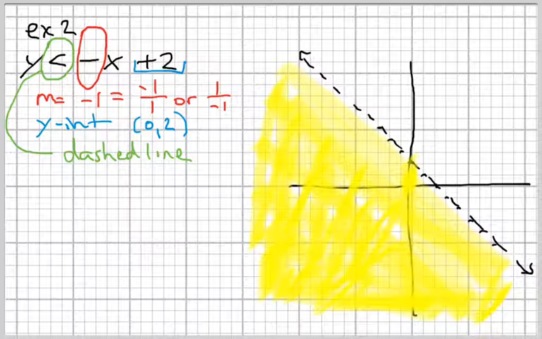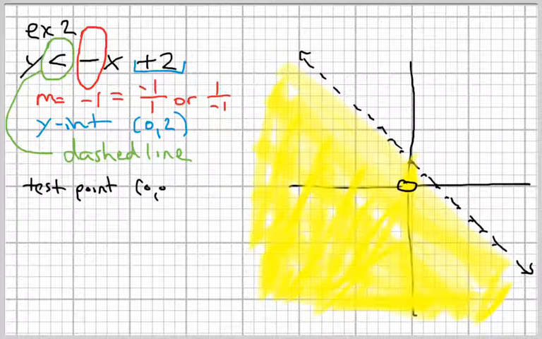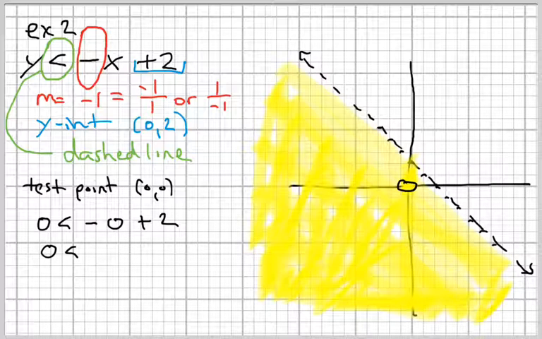The other way to find what side to shade was the more algebraic approach. Pick a test point. Well, again, (0, 0) does not fall on my line, so I'm going to use that as my test point. So instead of a y, I put a 0: 0 is less than -0 plus 2. So 0 is less than 2. This is a true statement, so we did shade the correct side, the side that includes that test point.